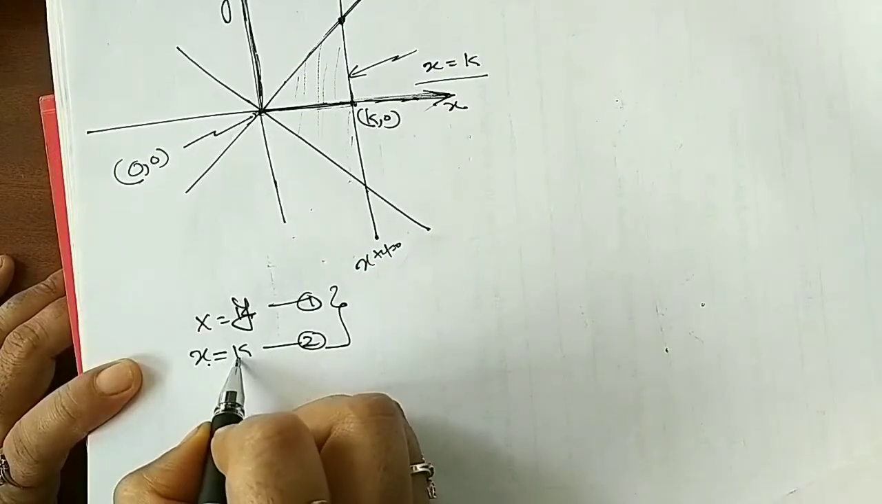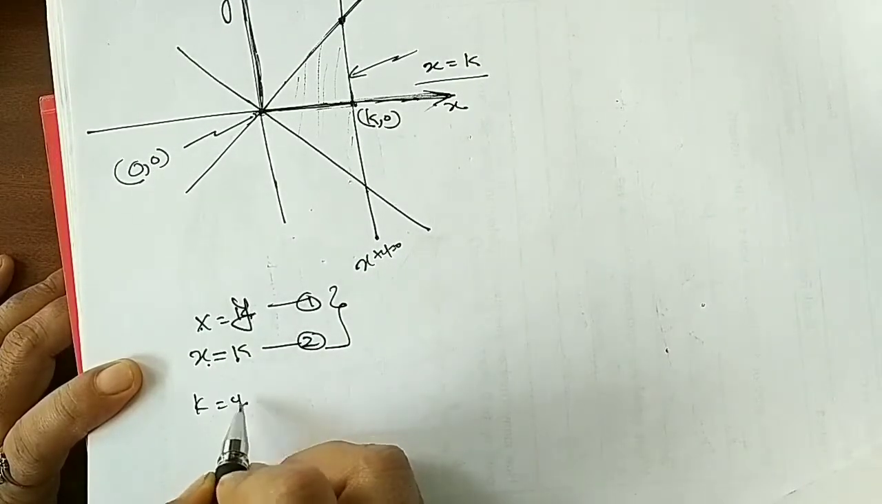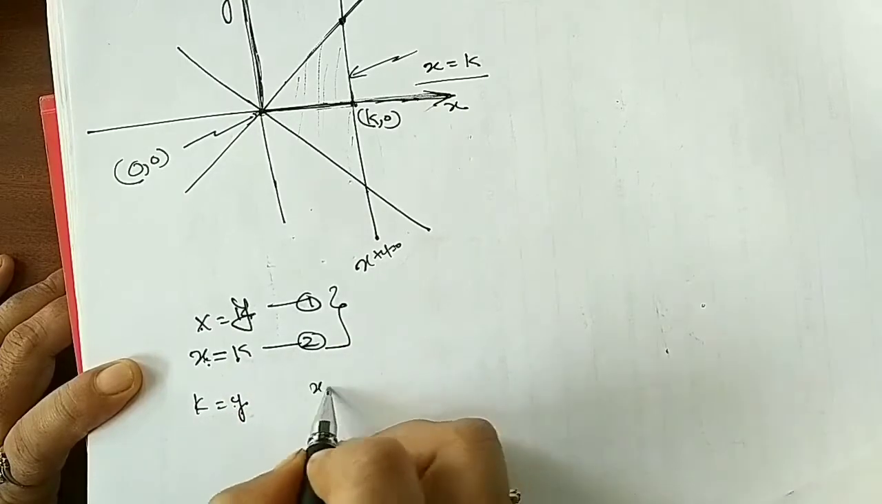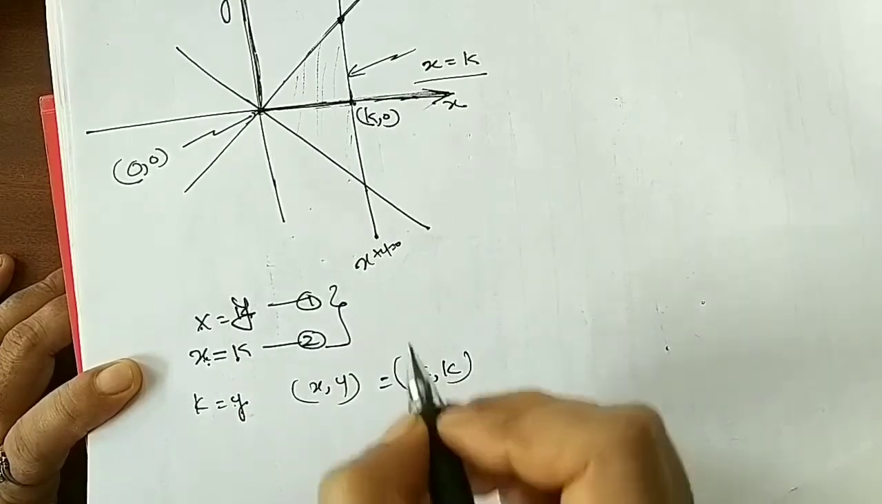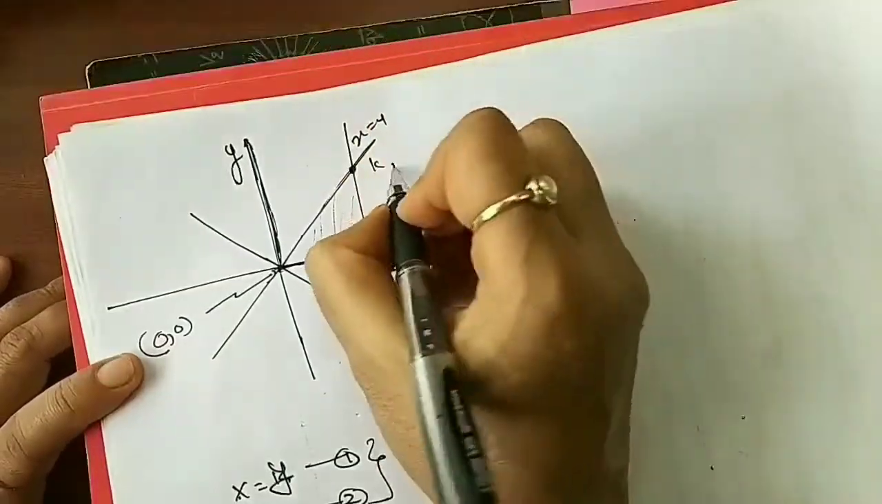So I can say x is equal to k, put k here, so y is also k. So x and y you both have. So x comma y is k comma k. So this is my point, k comma k.